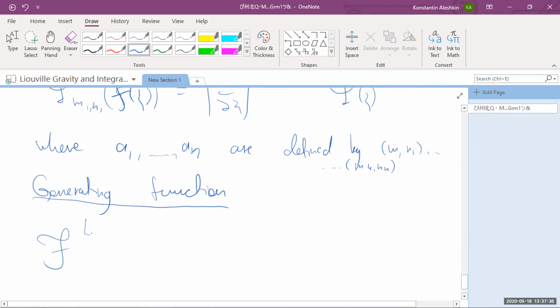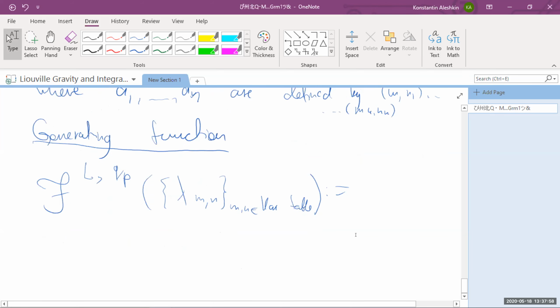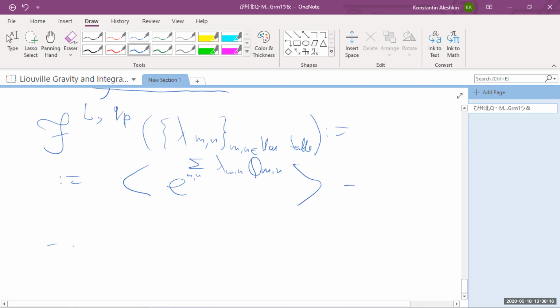So I call this F Liouville, q over p, of the generating parameters, so lambda mn's, where mn lie in the Kac table of size p minus 1 times q minus 1. Yeah, and this is just the generating series of these invariants: exponent of the sum, let's say, over mn in the Kac table, lambda mn, this O mn. So this object is a formal power series in (p minus 1)(q minus 1) over 2 variables.